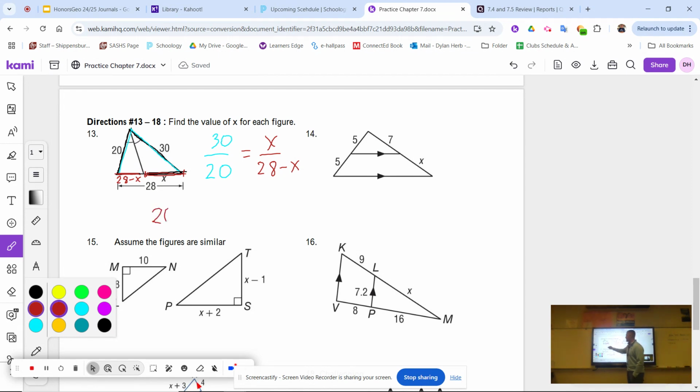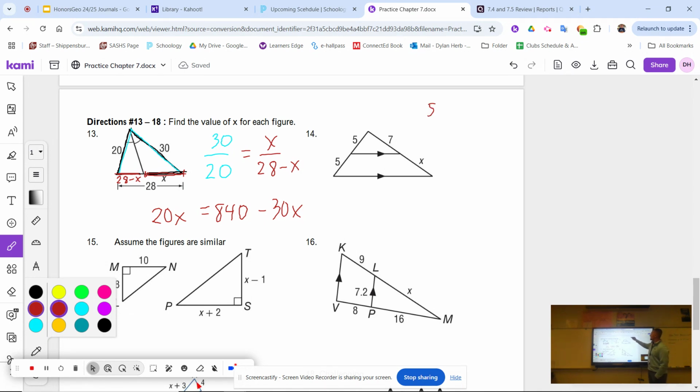I'm not going to go through all of those steps. So we have 28x equals 30 times 28, which is 840, I believe. I hope I did that right. But you're just going to solve that and you should be good. This one's not too bad.